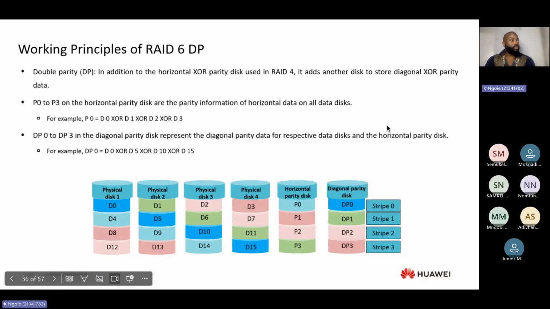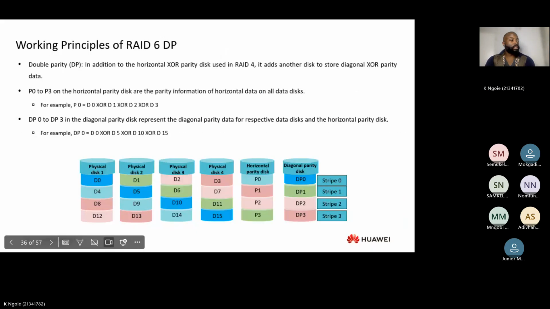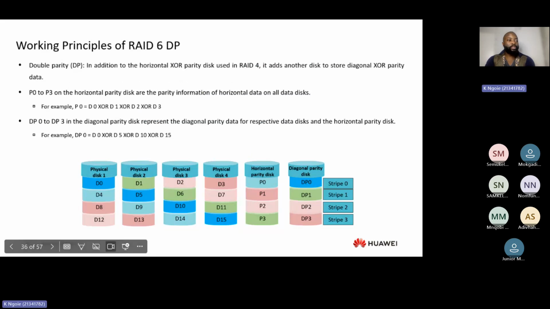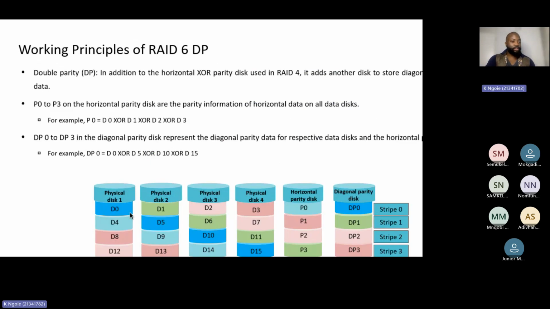Sorry guys, I'm trying to draw on this, but it's not allowing me to draw on it. Can you guys still see my screen? Yeah. Can you guys still see my screen?